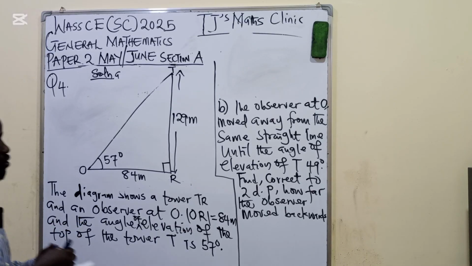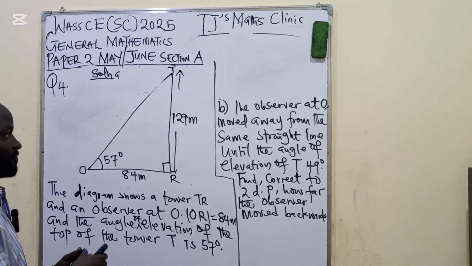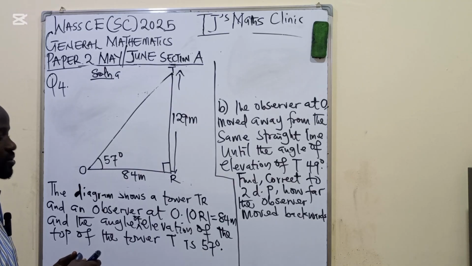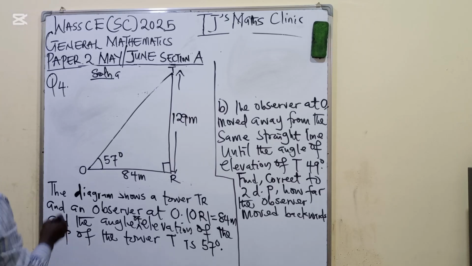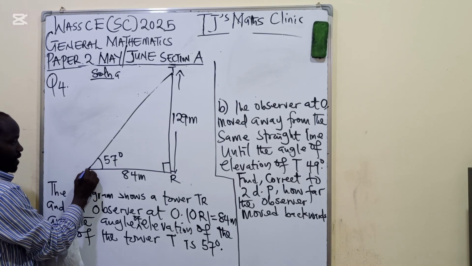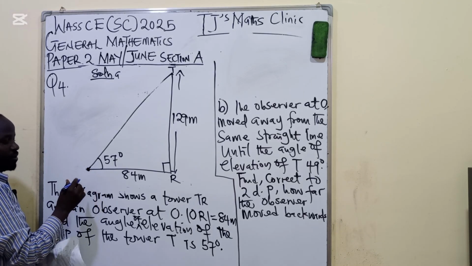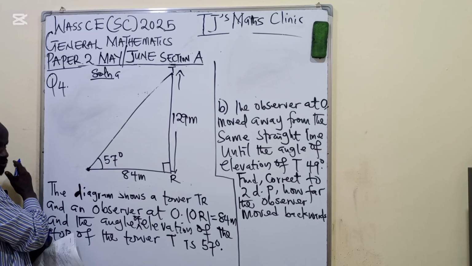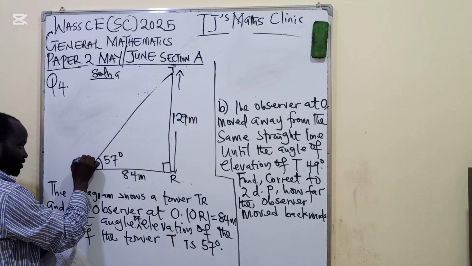The observer at O moved away along the same straight line until the angle of elevation of T now is 49. Find, correct to 2 decimal places, how far the observer moved backward. So that is why I decided to turn the drawing. The observer was here. If the observer is here, moving backward will be this way to the left, because this is the observer at this point here.